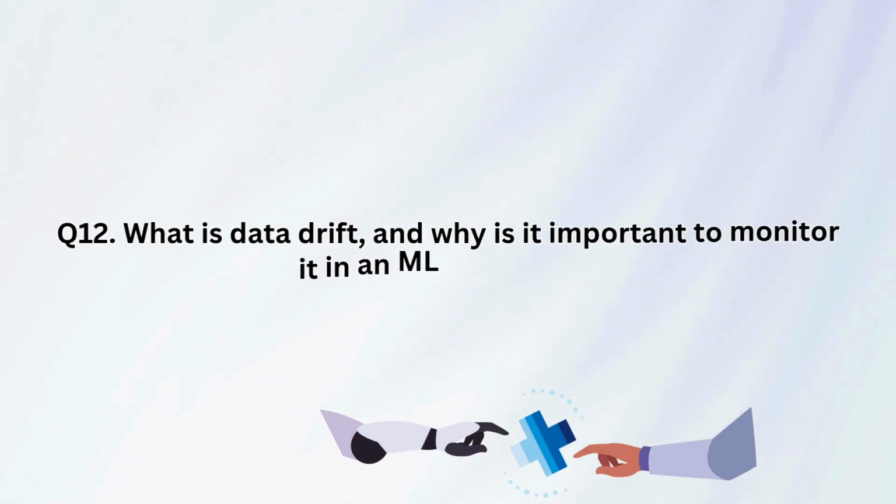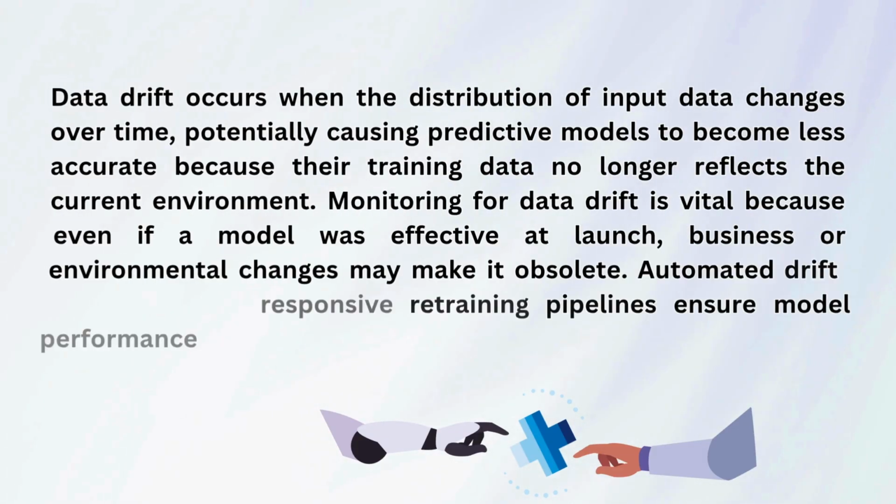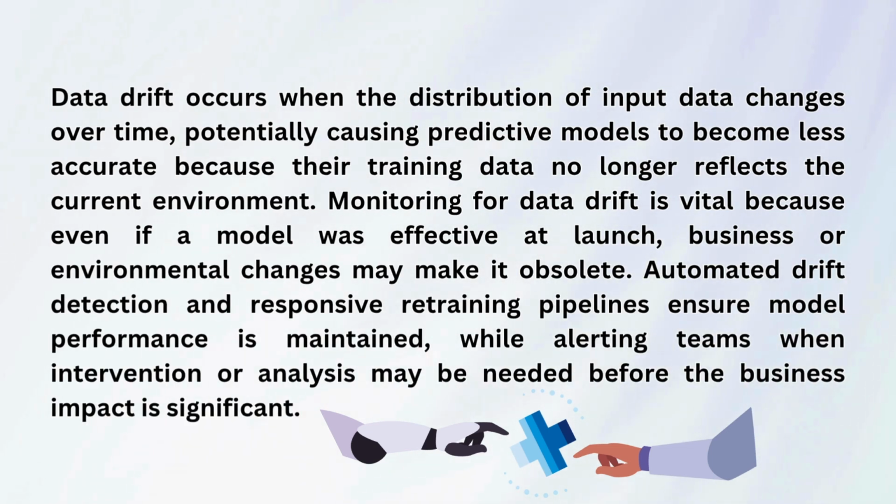What is data drift, and why is it important to monitor it in an ML Ops setup? Data drift occurs when the distribution of input data changes over time, potentially causing predictive models to become less accurate because their training data no longer reflects the current environment. Monitoring for data drift is vital because even if a model was effective at launch, business or environmental changes may make it obsolete. Automated drift detection and responsive retraining pipelines ensure model performance is maintained, while alerting teams when intervention or analysis may be needed before the business impact is significant.